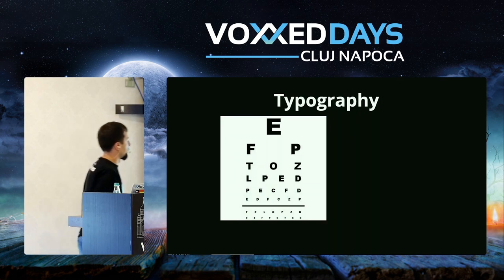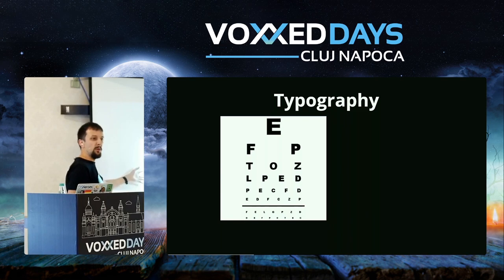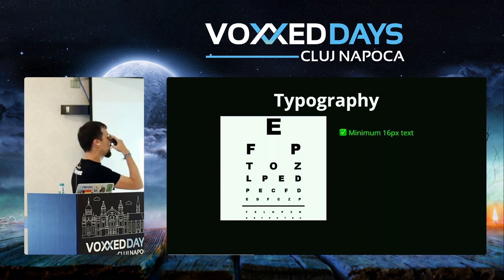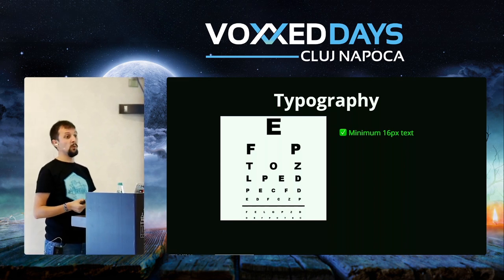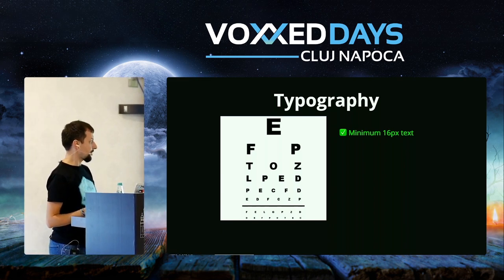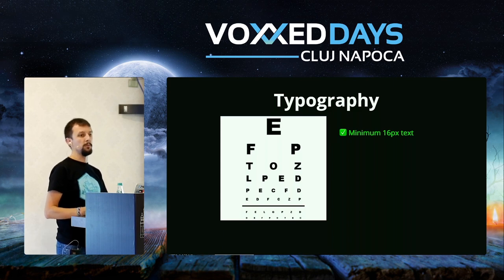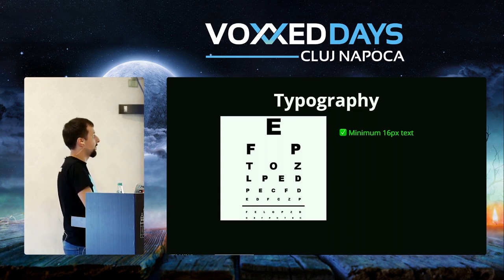Typography now. I specifically put this here because the websites that we are building should not be an eye test for the user. That's definitely the rule. So you should keep the minimum of 16 pixels text if possible. I've seen websites go even to a minimum of 18. A lot of modern designs take typography into consideration. You won't see smaller texts anymore. This used to be a trend like 5-10 years ago, but it's not anymore.